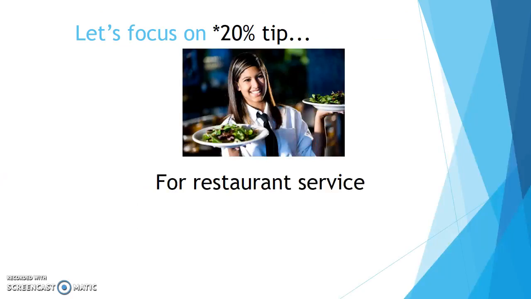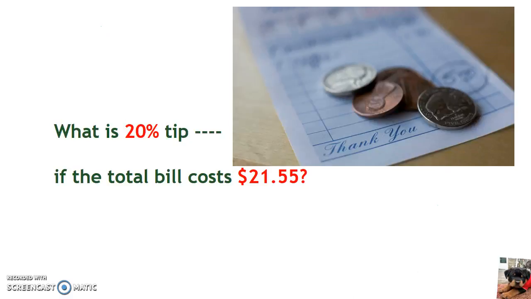All right, let's think about this. How would I know how much money to leave for my waitress? Let's focus first on the number 20%. We're going to focus on 20% tip for the restaurant service. Okay, so you go out to a restaurant, your total bill costs $21.55. You're going to leave a 20% tip on that bill.